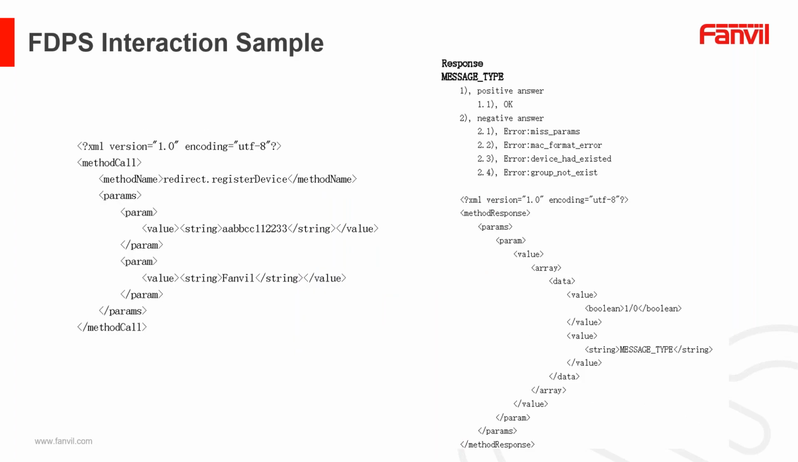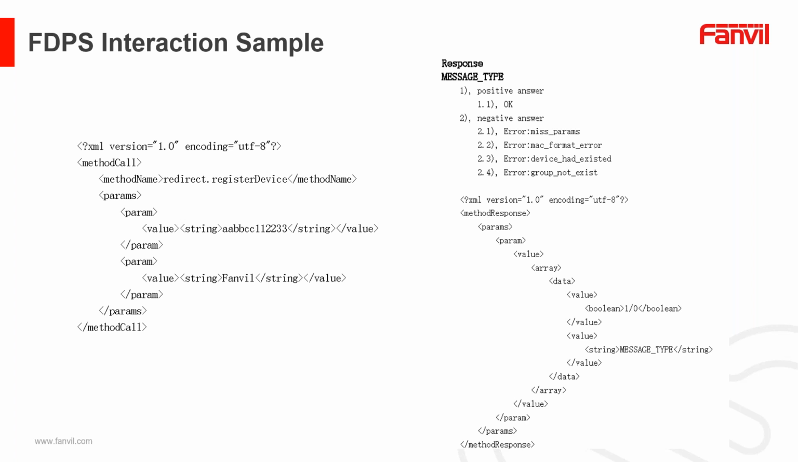Here is the RPC described in XML format. The left is the RPC request to try to add some device MAC address into the FDPS server. And the right side is the FDPS HTTP response.